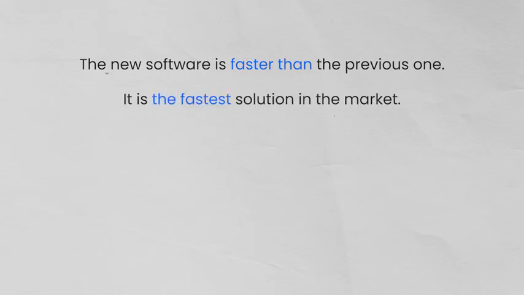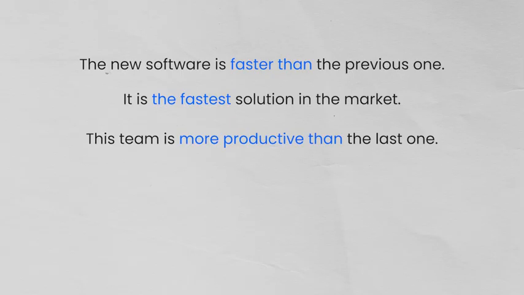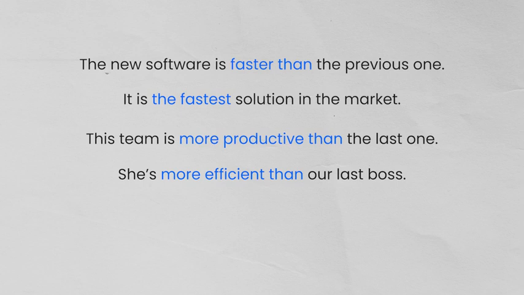When comparing something, comparative forms often use than and superlative forms often use the. The new software is faster than the previous one. It is the fastest solution in the market. The team is more productive than the last one. She's more efficient than our last boss.